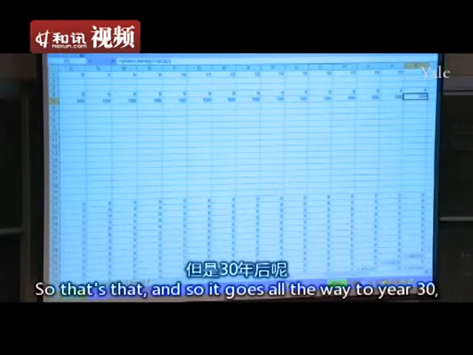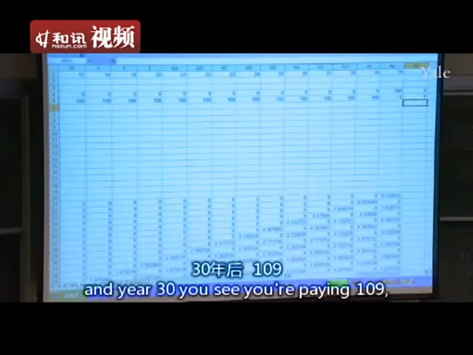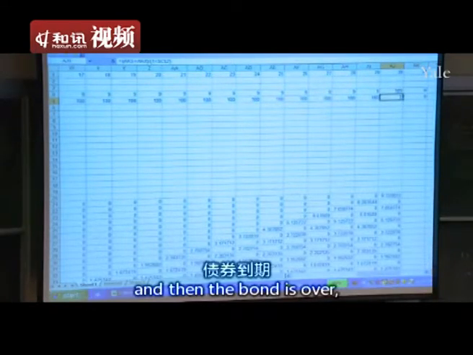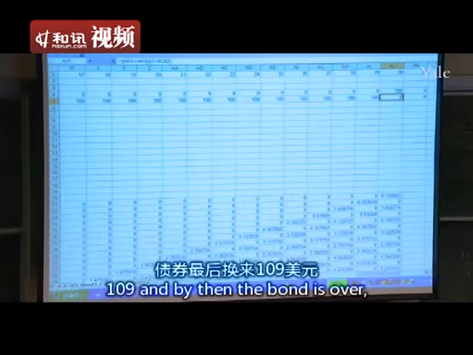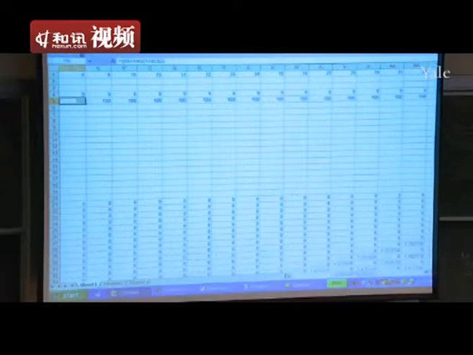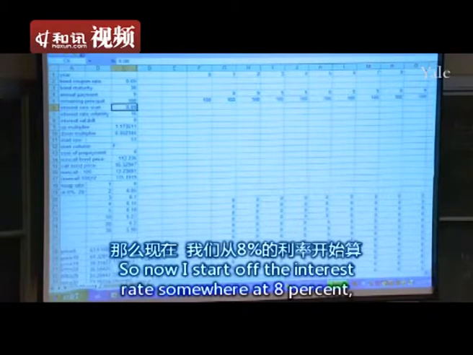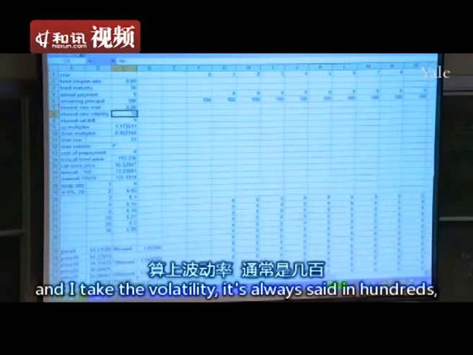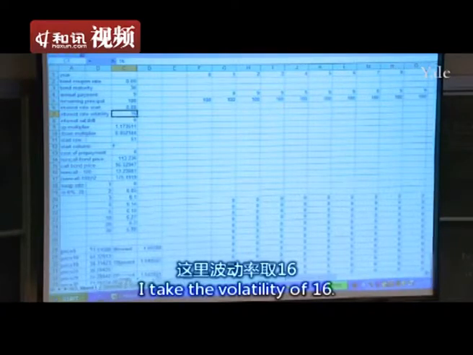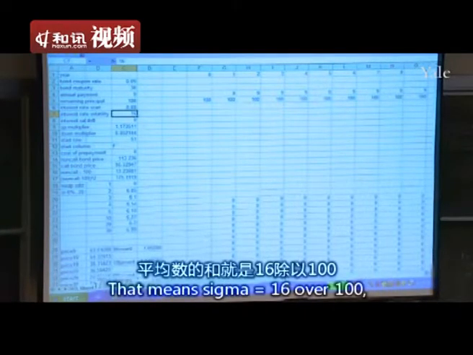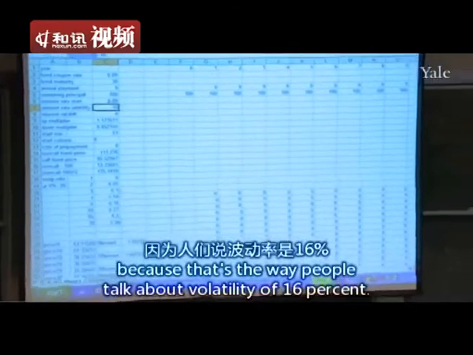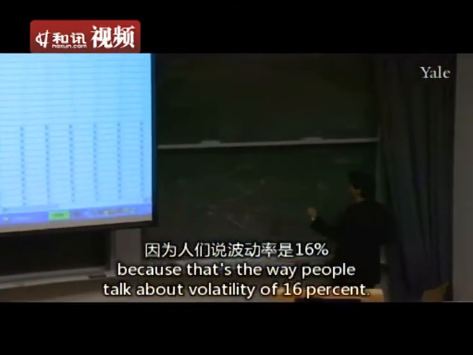Okay, so that's that. And so it goes all the way to year 30, and in year 30 you're paying 109. And then the bond is over, there's nothing to talk about. Okay, so now I start off the interest rate somewhere at 8%. And I take the volatility, it's always said in hundreds, as 16, that means sigma equals 16 over 100. That's the way people talk about volatility of 16%.